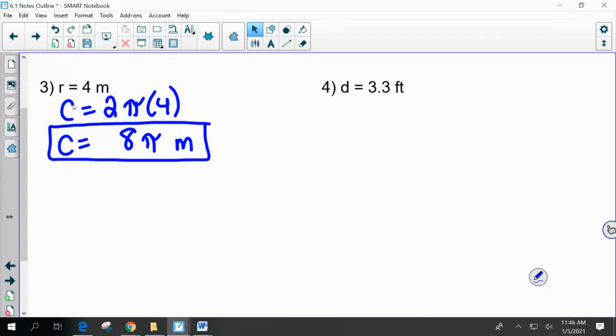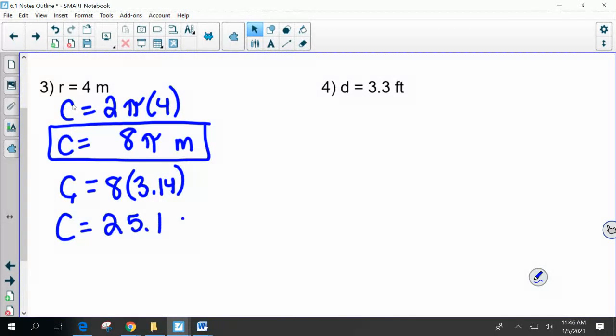Notice every time I'm writing C equals, that's standing for circumference. You want to make sure you get in the habit of labeling every time, like whatever it is, the formula that you're using. And then for the next one, I'm replacing pi with 3.14. So C would equal 25.1, which is the same exact as number 1.